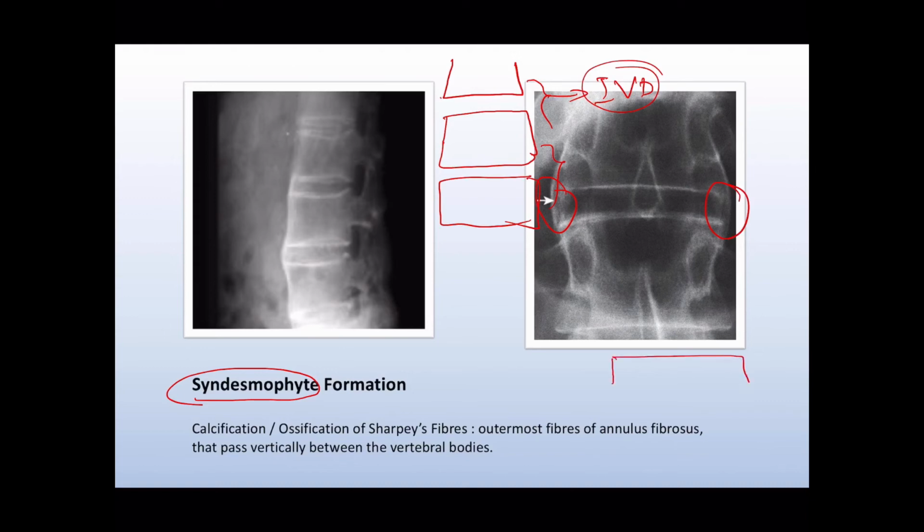Intervertebral disc has two parts. The central part is called the nucleus pulposus and the peripheral part is called the annulus fibrosus. The outermost fibers of the annulus fibrosus are called Sharpey's fibers. This Sharpey's fiber gets ossified and it is visible in the X-ray as this line. See this line. These are called syndesmophytes. In lateral view, these are the syndesmophytes.